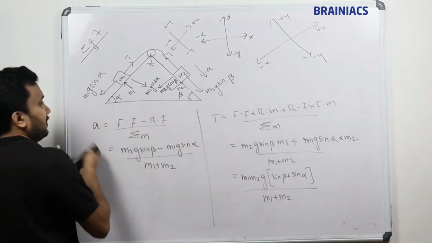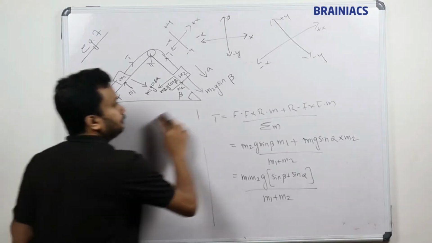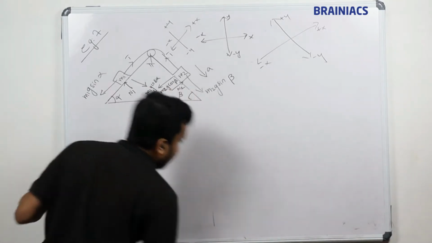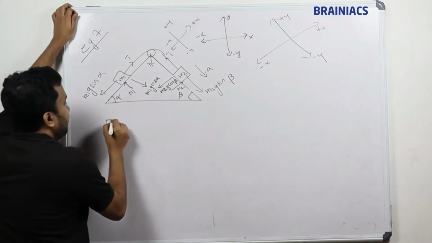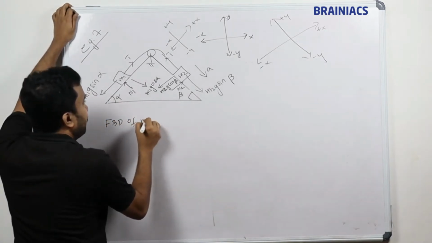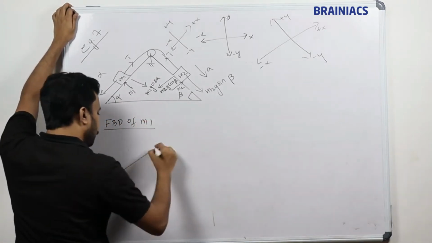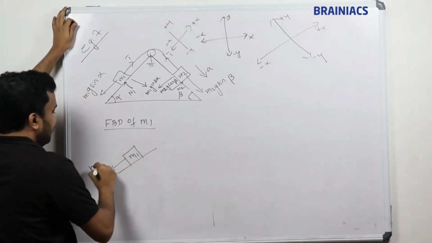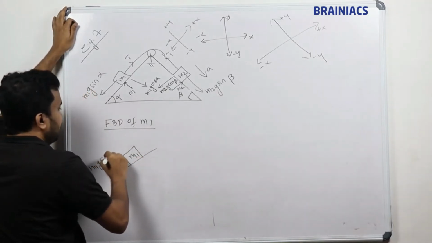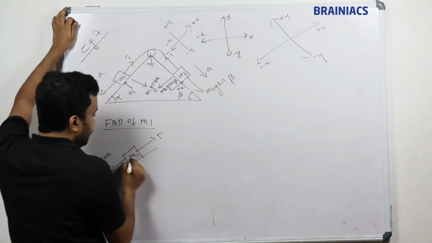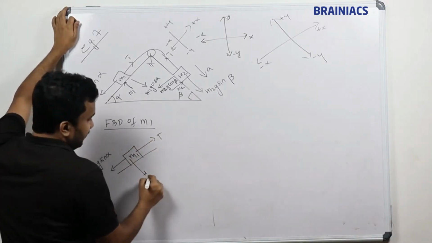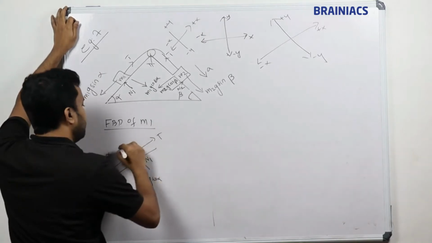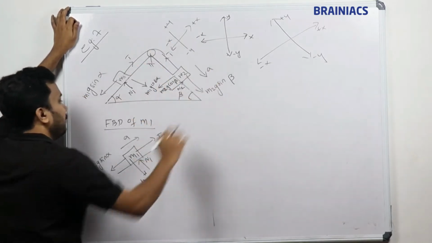So just for your understandability, now we know the formula, we know the equations, but we'll just draw the free body diagram of M1 for better understanding. Free body diagram of M1. I know you know, but still we will write. Okay, M1, and this is m1g sine alpha, and this is the tension, and we have one force here, m1g into cos alpha, and we have a normal reaction N1.